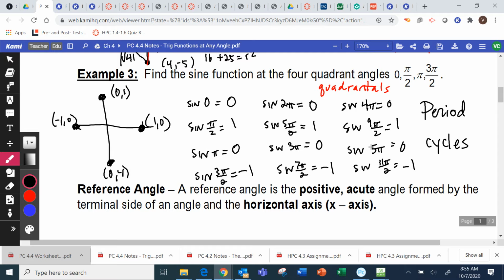Well, what's one complete cycle? Oh, you're saying 360? Yeah, so I'm talking in radians here. 2 pi. So the period is 2 pi. It repeats the process over and over and over again. That's why it's called a period. But more about that later.